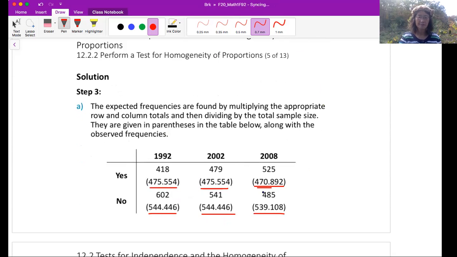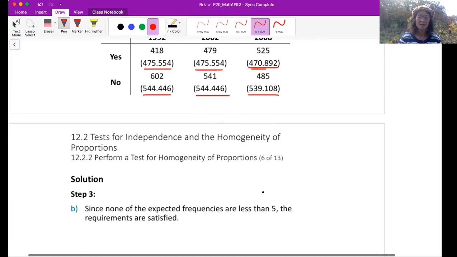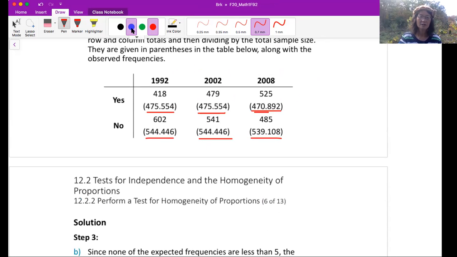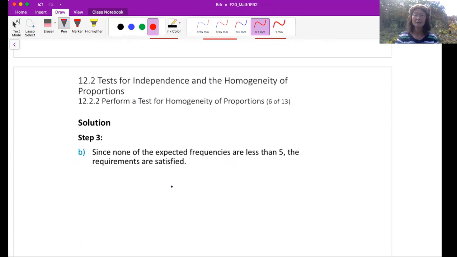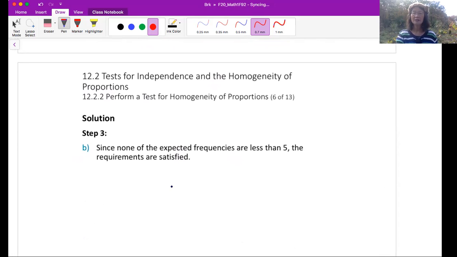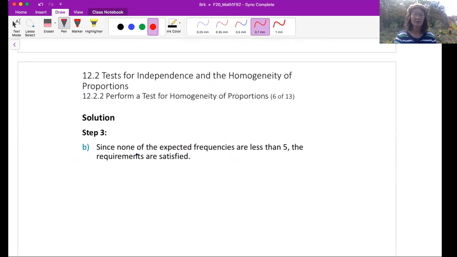Similarly, you get the other expected numbers. Those are the observed numbers, observed, big O. And then you get the expected, use the red color, use the E, expected. And then you need to calculate the test statistic. But before you do the calculation, check the requirements. None of the expected values are less than 5. So the requirements are satisfied.